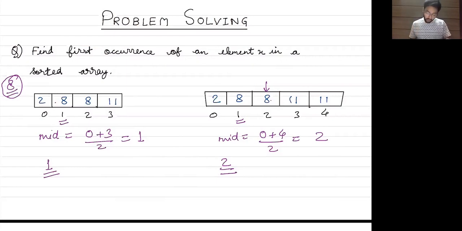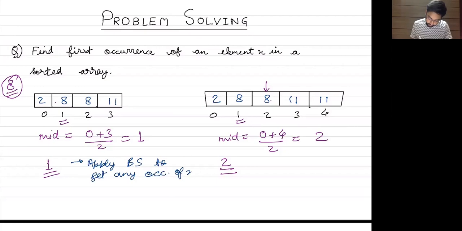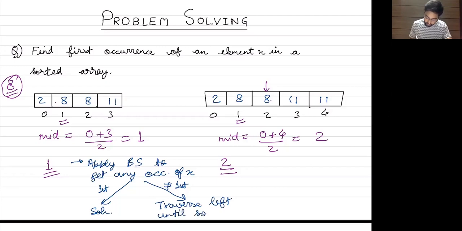All right, so one approach which lots of students come up with is, first you apply binary search to get any occurrence of x, and then you check if it's the first occurrence or not. If it is the first occurrence, you get the solution. If it is not the first occurrence, then you traverse left until the solution or the first occurrence is found.